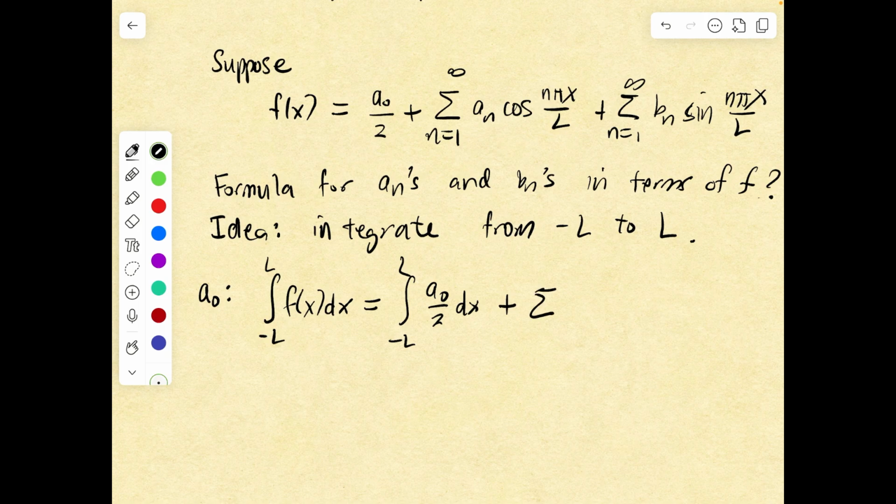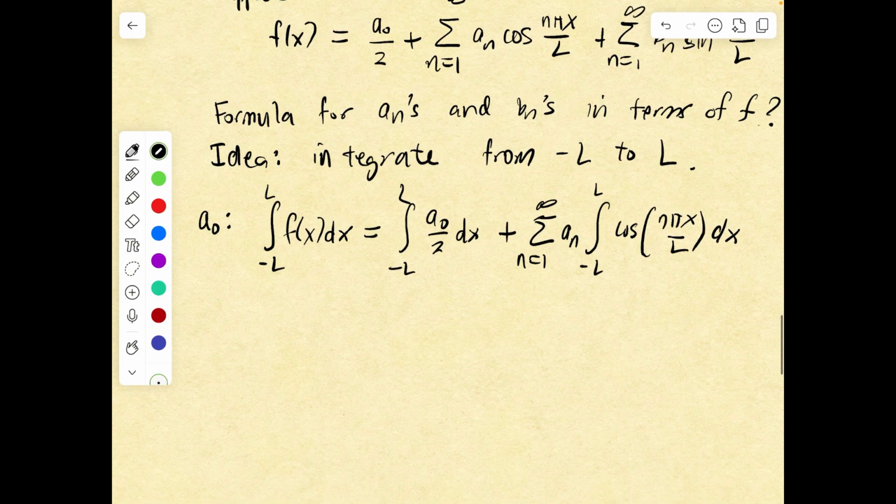So the idea is to integrate both sides from negative L to L. And what's going to happen is we've seen that when you have these integrals, a lot of them will be 0, and that's going to simplify things a lot.